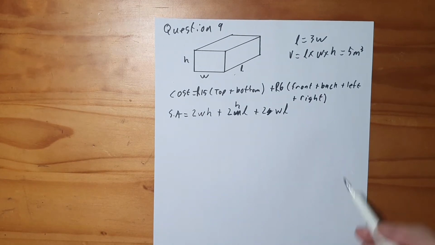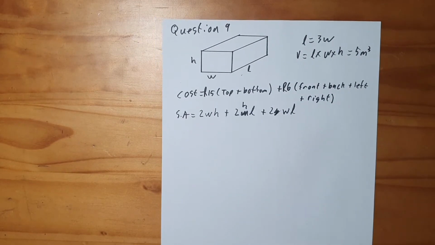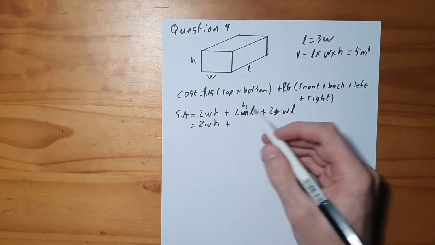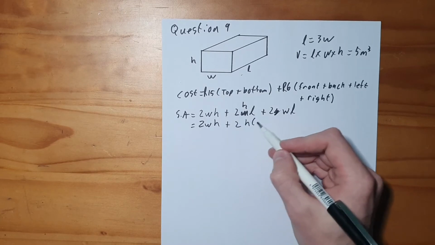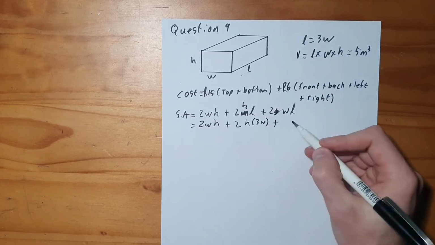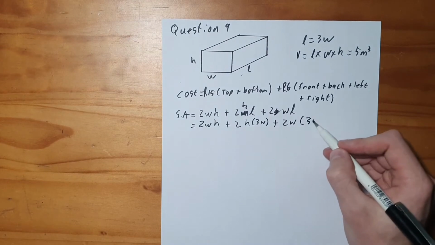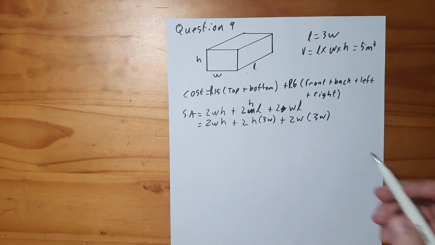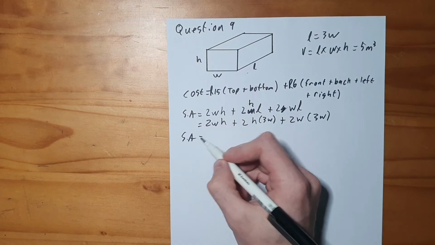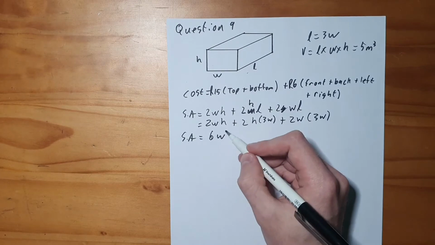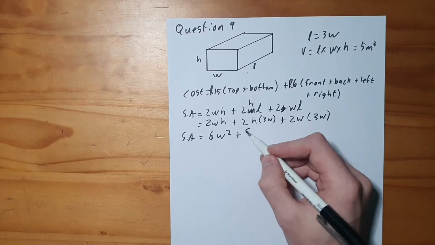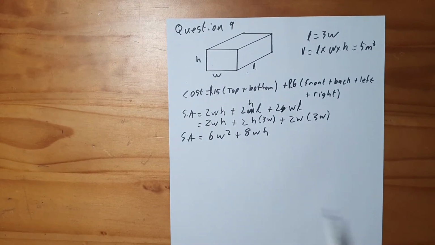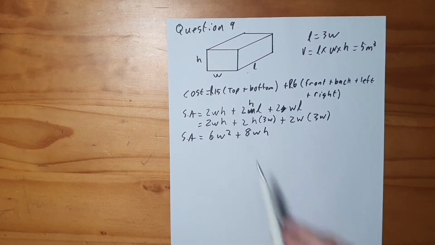Okay, now we know that L needs to be 3 times W. So then we can substitute that in, so 2WH plus 2H times 3W plus 2 times 3W times W. Okay, so by doing that, we obtain the following for the surface area. So surface area is then going to be 6W squared plus 8WH. If we sort out all the numbers over here, we should get to 6W squared plus 8WH.